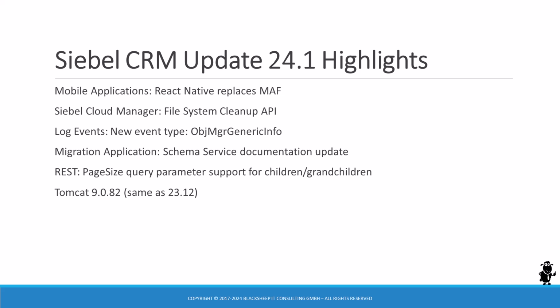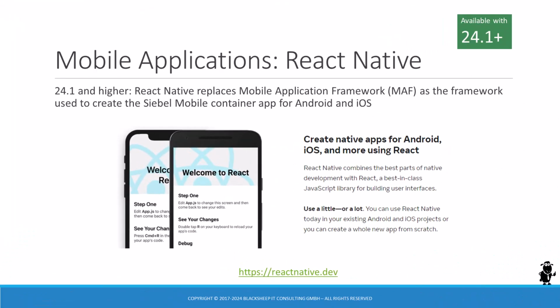Siebel Cloud Manager, SCM, gains a new API for cleaning up the file system. Log files display system information in the new Object Manager Generic Info category. Documentation for the Migration Schema service has been updated. The REST API got an update as well. The page size query parameter is now honored for the entire hierarchy. And as far as Tomcat's concerned, its version remains unchanged at 9.0.82. Let's find out more about these highlights.